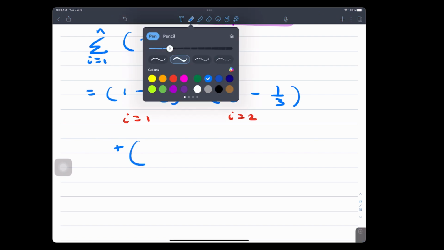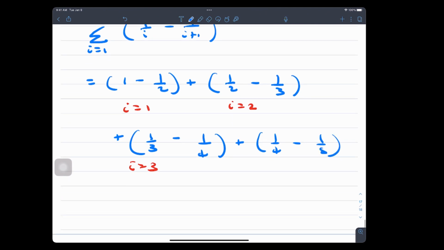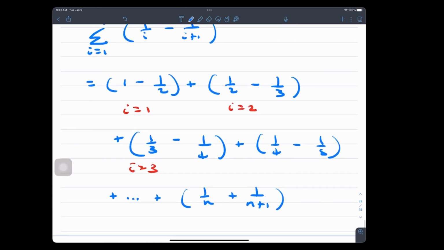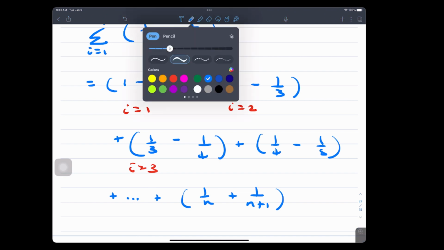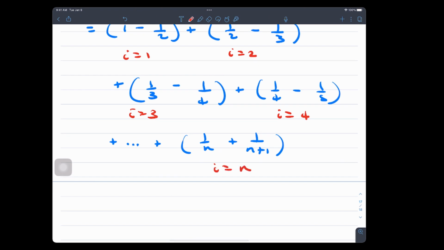Now what's the next term? That happens when i is 3. So what do you get? 1/3 minus 1/4. It's a difference. Now you're going to keep going: 1/4 minus 1/5. And that's going to keep going all the way up to 1 over n minus 1 over n plus 1. So let's write down what i is, because it's important to keep track of the index value: i equals 1 to n.